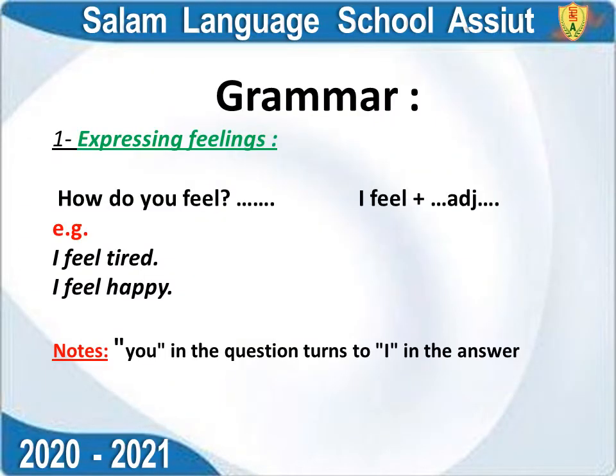Let's start our grammar, expressing feelings. How do you express your feelings? إزاي هنعبر عن مشاعرنا؟ With this question, how do you feel? I feel plus adjective. أنا بشعر وبنحط بعد كده الصفة. I feel tired. I feel happy. Note, you in the questions turns to I. You هنا بتتحول لI.